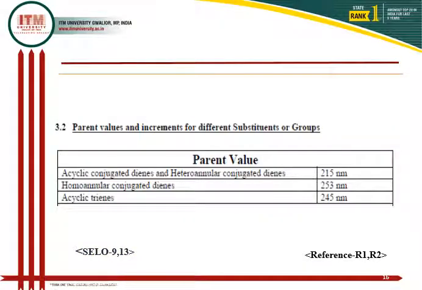Now, what values are to be added to the parent value? For acyclic conjugated dienes, that is open chain, and heteroannular conjugated dienes, we always take the base value or parent value of 215 nanometer. This we have to remember. The base value, parent value and the substituent values, how much we have to add, that table we have to remember so that we can calculate the lambda max.